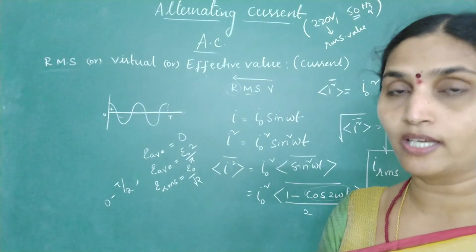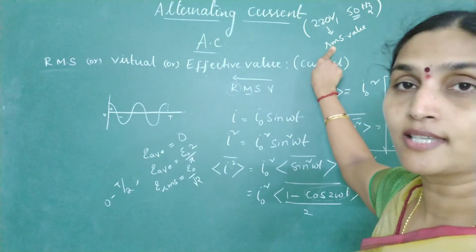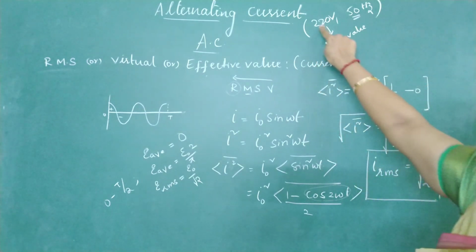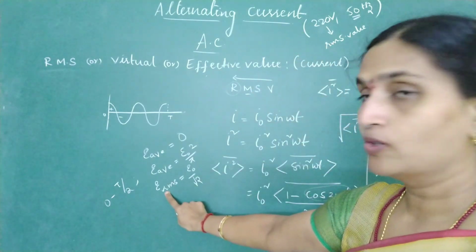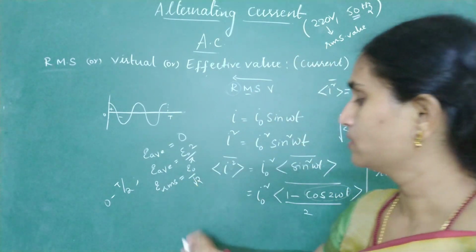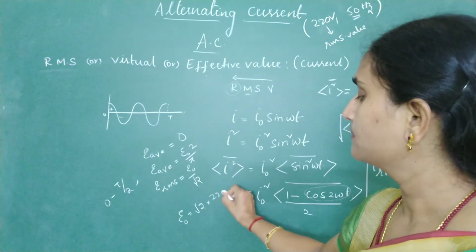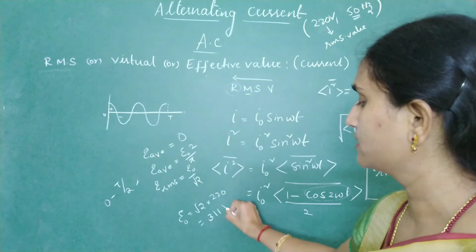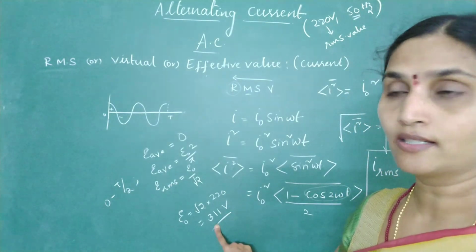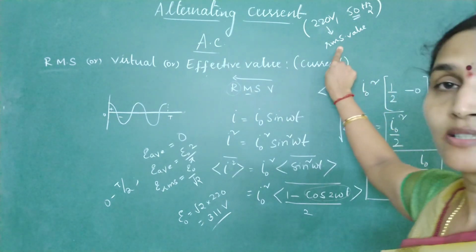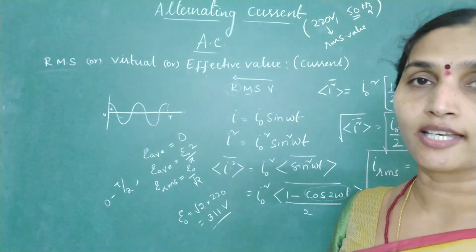Again I repeat, 220 volts which we generally use in our households is not the peak value, it is the R.M.S value. If the R.M.S value is 220, then predict what the peak value will be. We know E R.M.S is E naught by root 2. So the peak value will be root 2 times 220, which is around 311 volts. So 311 is the peak value of the EMF we are using, and the R.M.S value is 220. So this is all the introductory part of alternating currents.